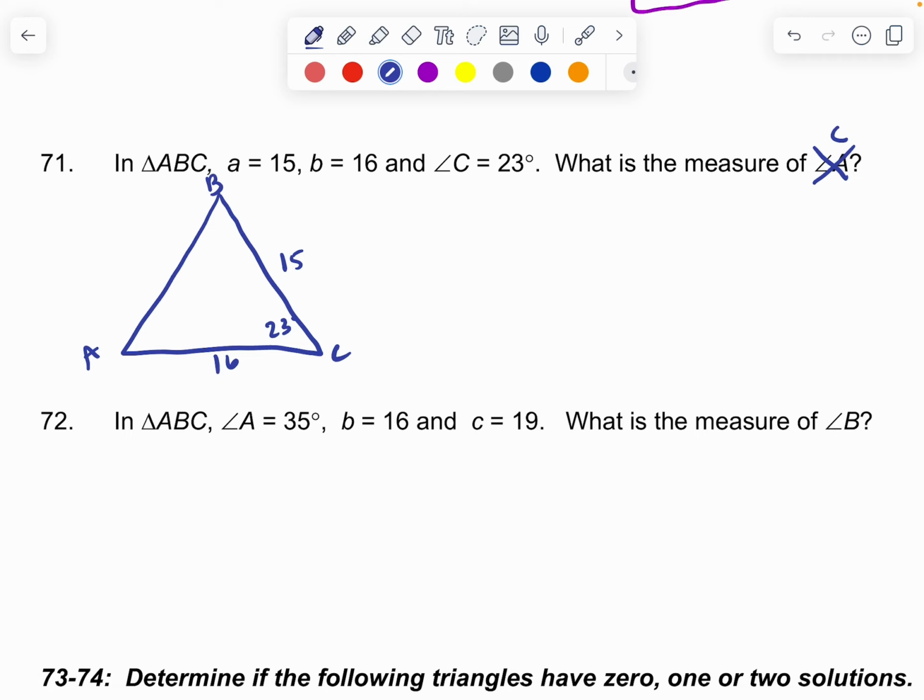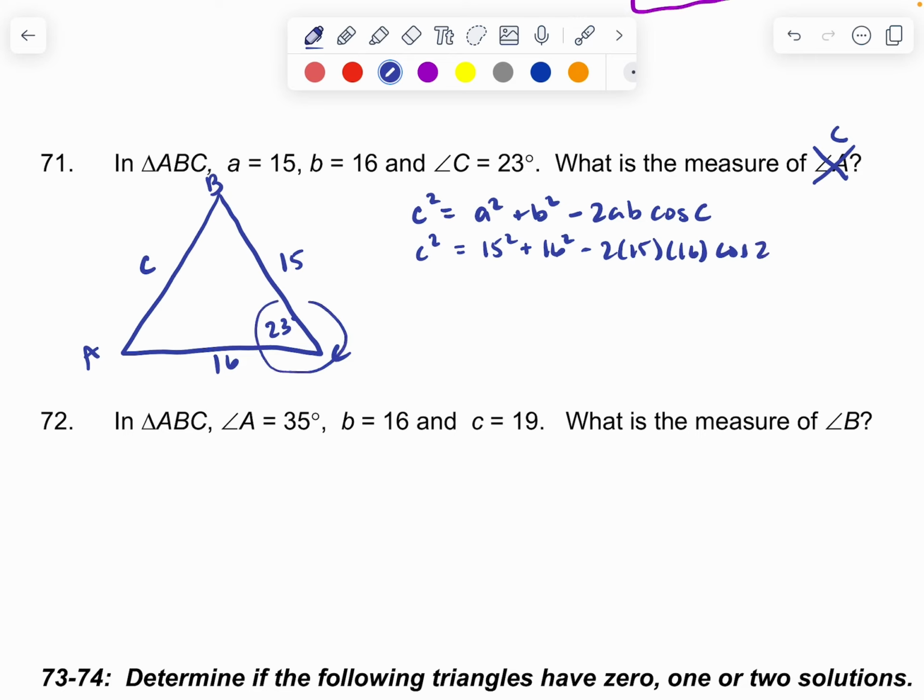So again, on this one, I do not have an angle on opposite side, so I have no choice but to do the law of cosines. So since I'm looking for little c, I'm going to start with little c squared equals little a squared plus little b squared minus 2 times little a little b cosine of c. Okay? So let's plug this in. I don't know what little c is, so c squared equals a is 15 squared, b is 16, and then minus 2 times 15 times 16 times the cosine of, look, I even got angle C, which is 23.